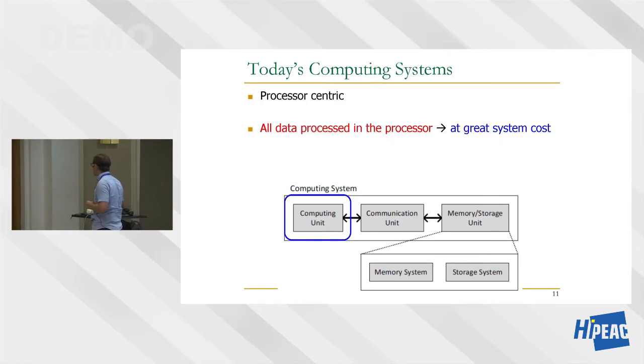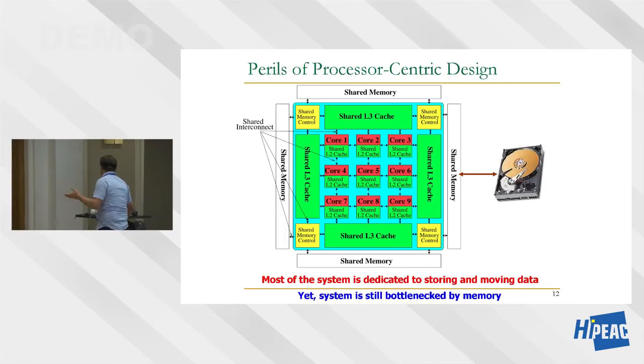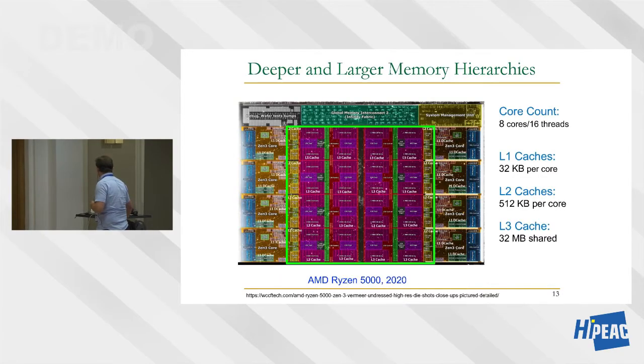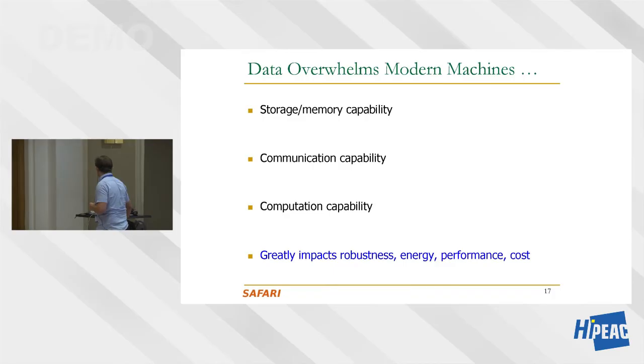All data is processed in the processor at great system cost in the end. And I've shown you examples of this. I'm not going to repeat them. And you can see real examples of real chips. And this keeps coming and coming. So in the end, data is really overwhelming our machines. It's overwhelming our storage and memory capability.